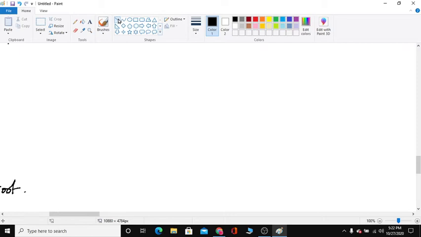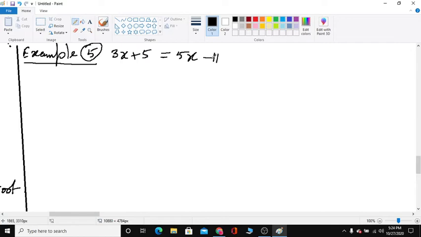Now example 5. Example 5. 3x plus 5 is equal to 5x minus 11. Here you see this equation, example 5.